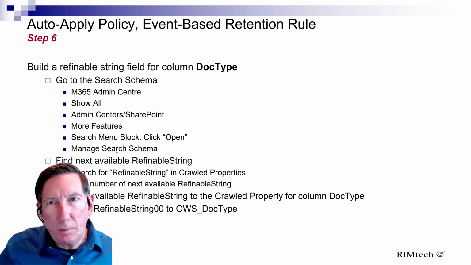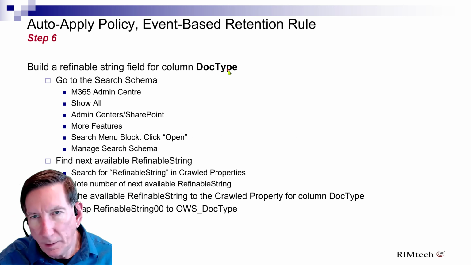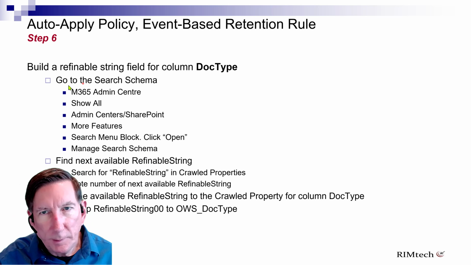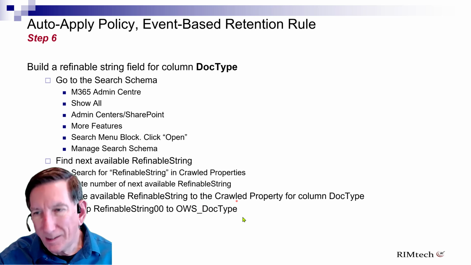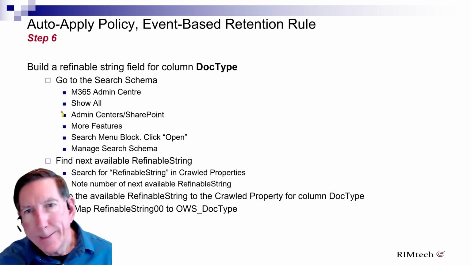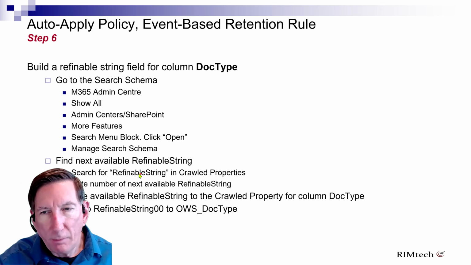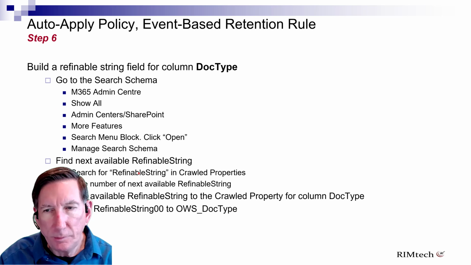Now, let's go to step 6. We need to build ourselves a refinable string for the column document type or doc type. Okay. So we go to the basement, the search schema. These are the 6 steps. We find the next available refinable string and we map it to doc type, which is going to turn out to be OWS underscore doc type text. I didn't bother with the TEXT in the end, but there will be. Okay. So now you have a refinable string that maps back to the column in SharePoint called document type.